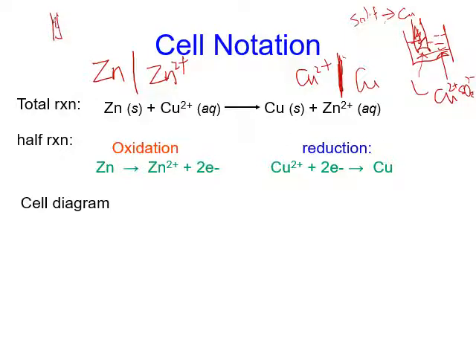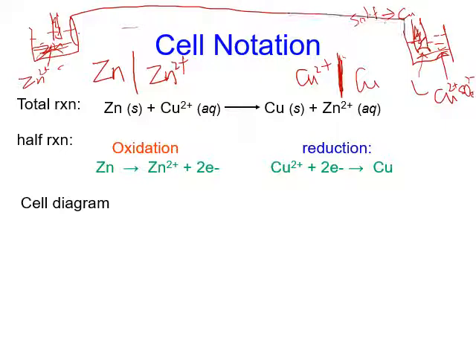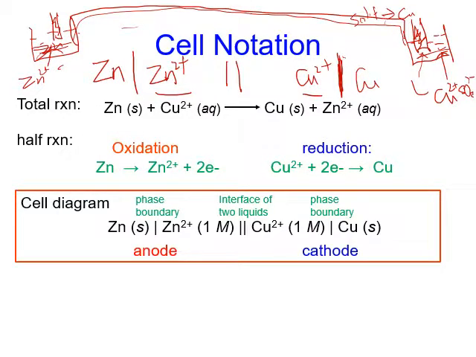Again, zinc metal in a solution of zinc 2+, in a different phase, so a vertical line. And also the two half cells each have their own solution, which are connected by a salt bridge. So we have a double vertical line to represent this interface, where zinc 2+ and copper 2+ are in different solutions. So this completes the cell notation, or cell diagram.